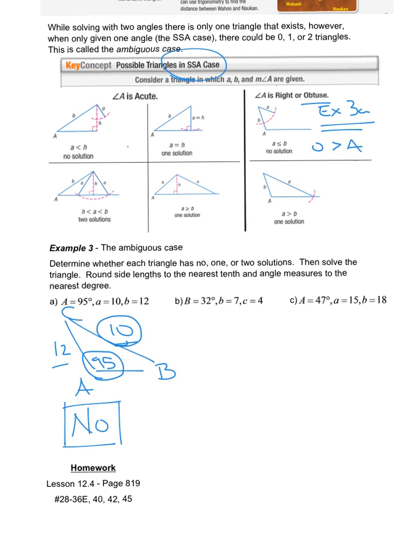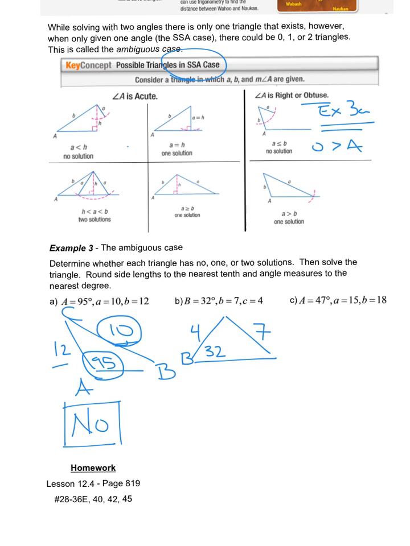In some situations where we have the side-side-angle case, we might have a triangle that exists, and that's part B, all right? So I'm going to draw in my triangle here. B is 32 degrees, side length b is 7, and then the adjacent side is 4, okay? And the question here is, well, how many triangles exist in this case?